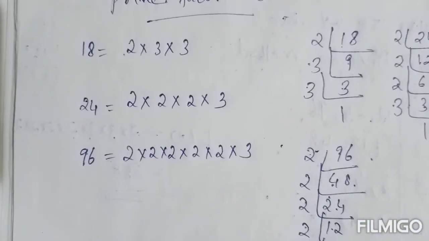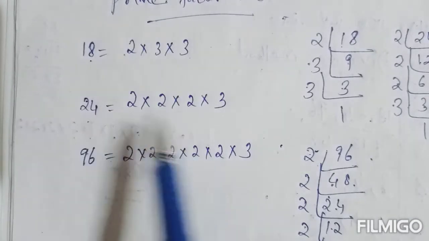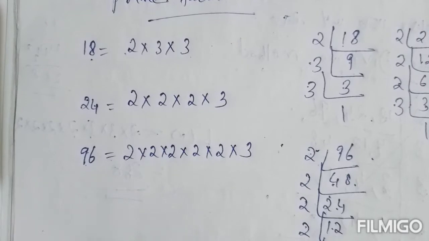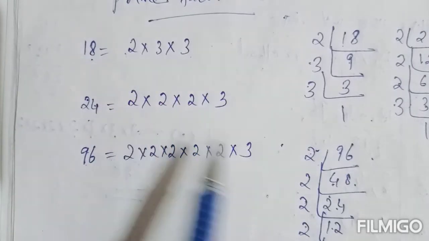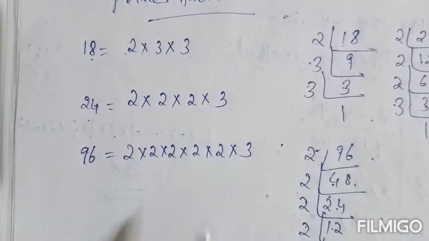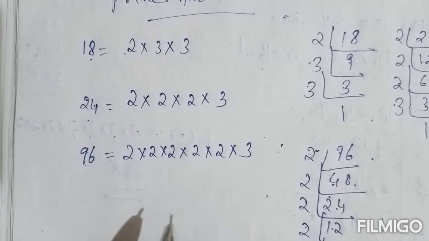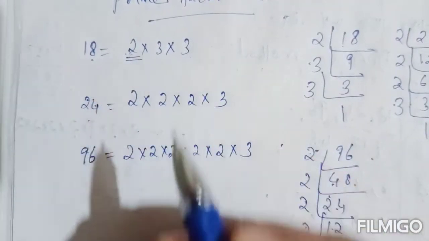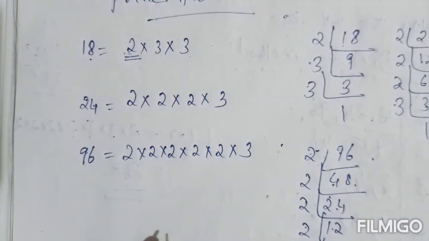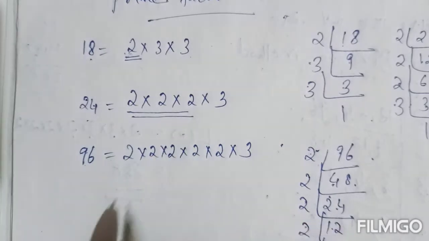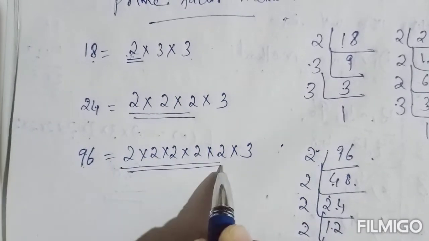Now you can see in these three numbers 18, 24 and 96, the prime factors used are 2 and 3. So let us take the first prime factor, that is 2. Here it is 1 time it is coming. In 24, 2 is coming 3 times. In 96, 2 is coming 5 times.